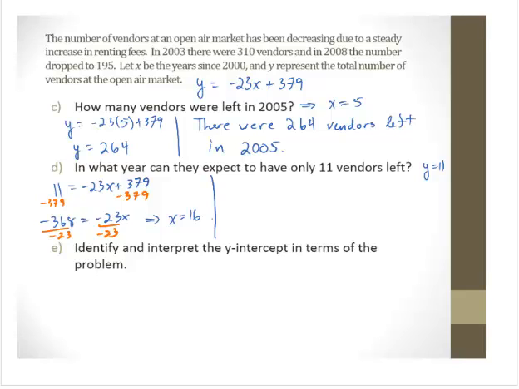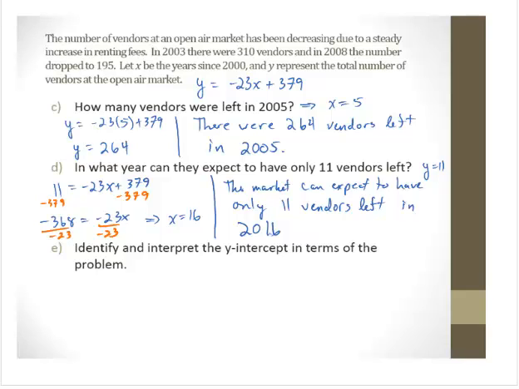All right, so now what does that mean? Remember, x is the year since 2000. The market can expect to have only 11 vendors left in 2016.